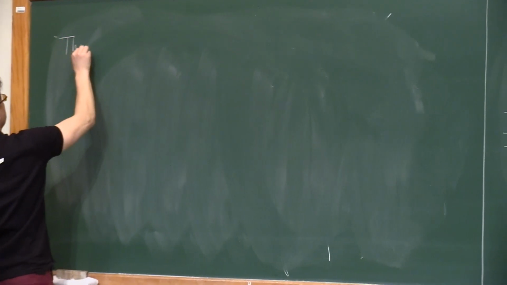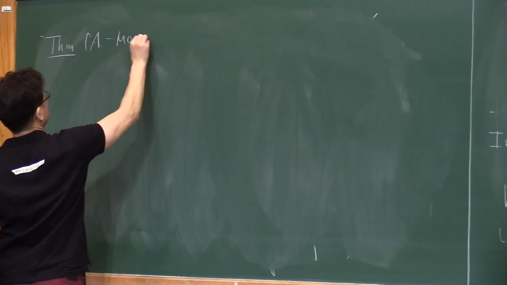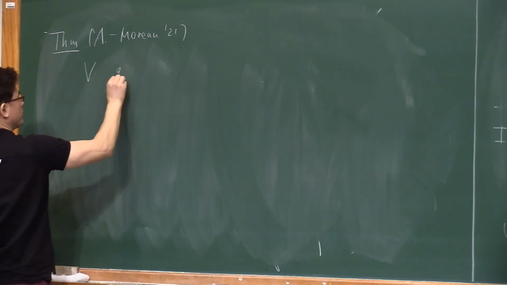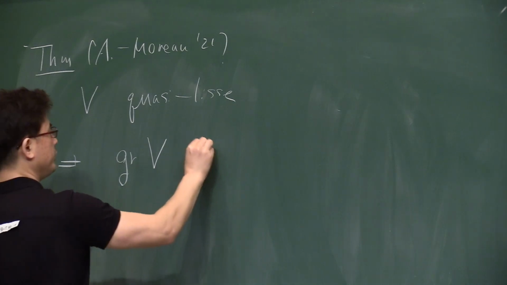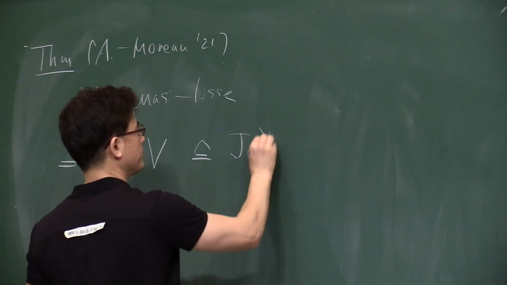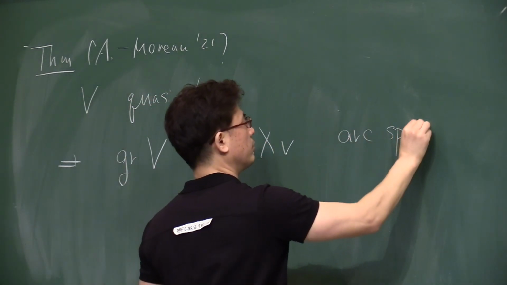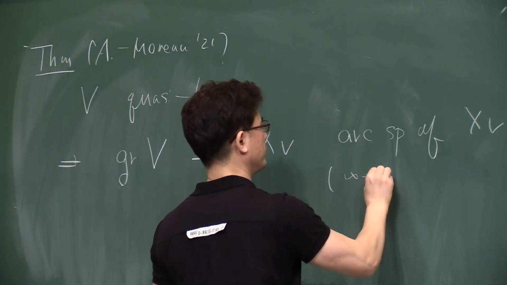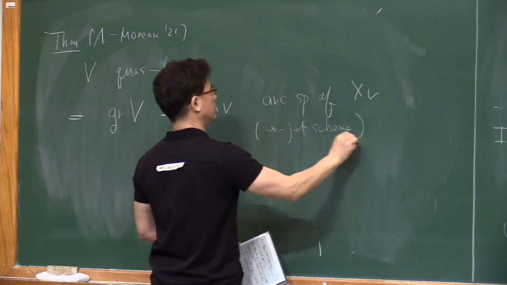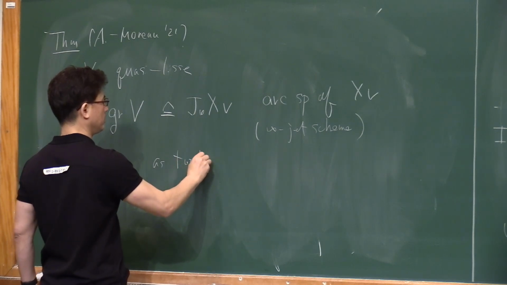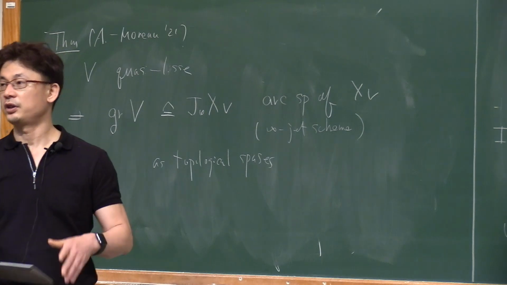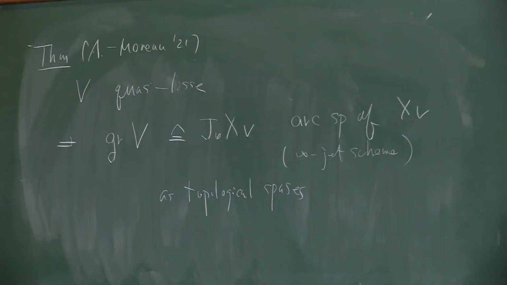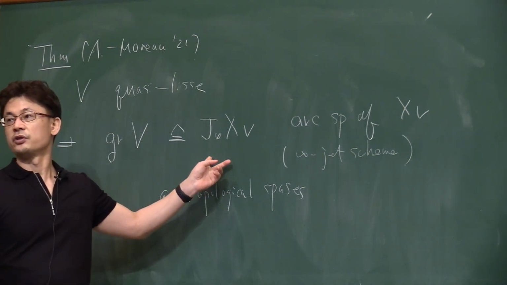So one can also show that if a vertex algebra is quasi-lisse, then its associated graded is isomorphic to the so-called arc space of the associated variety, or the infinite jet scheme, as topological spaces. I'm not claiming it is isomorphic as a scheme, but as a variety. So you can consider a quasi-lisse vertex operator algebra as a quantization of the arc space of the associated variety in a weak sense.